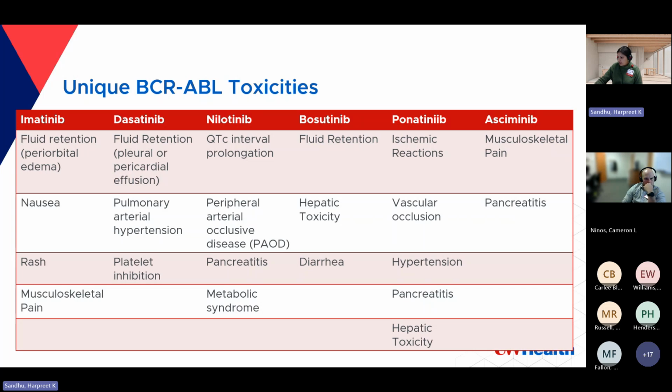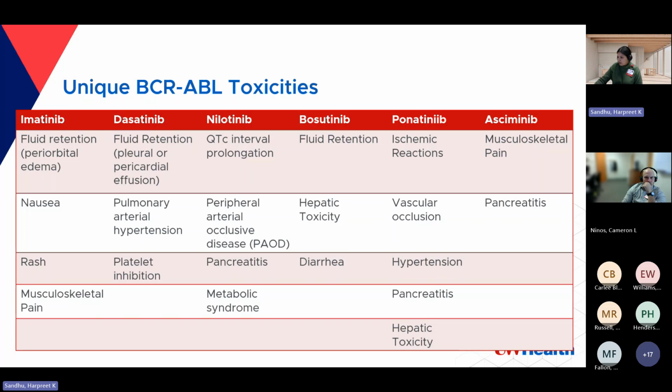For bosutinib, it's the newer second generation agent, also has a risk for fluid retention, both effusions and peripheral edema. But what bosutinib is sort of known for is the GI toxicity, specifically diarrhea. So that's one thing that comes to mind when we're talking about bosutinib. There is also a risk for hepatotoxicity with this one.